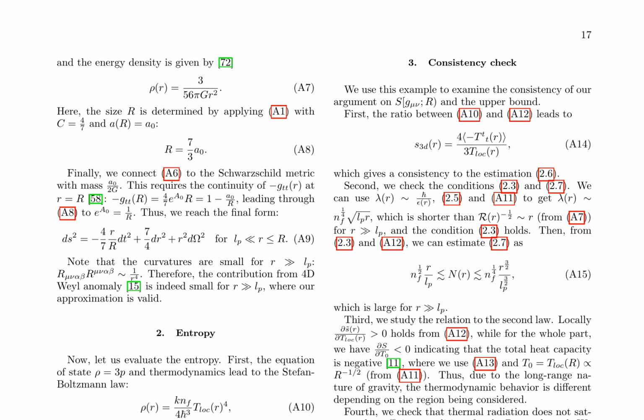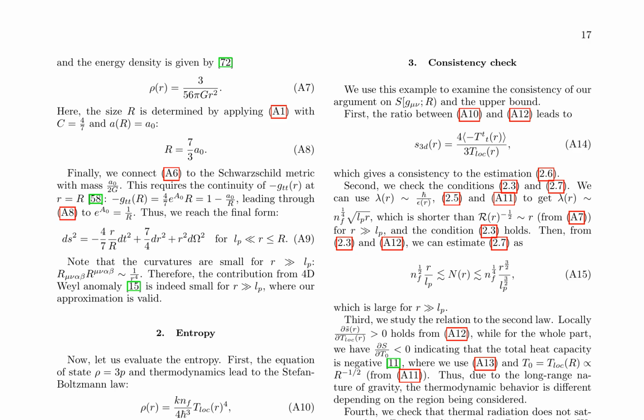The authors derive an expression for the energy density of a system, given by equation A7, which is proportional to the square of the gravitational constant and inversely proportional to the square of the radial distance. The size of the system, r, is determined by applying equation A1, with specific values of c and a, leading to equation A8. This result is then connected to the Schwarzschild metric, with a mass given by A0 squared times the gravitational constant. This connection leads to the final form of the metric, equation A9, valid for distances larger than the Planck length but smaller than or equal to r.